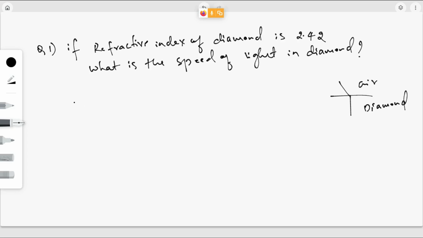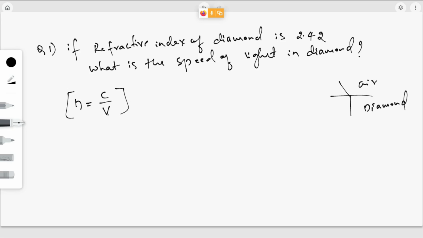Okay, so what is the refractive index of diamond? These all are the absolute refractive index, always light travels from air to the given media. So here it is traveling from air to diamond. So the formula will be C by V. Here refractive index is C by V. C is the speed of light in air, V is the speed of light in diamond.